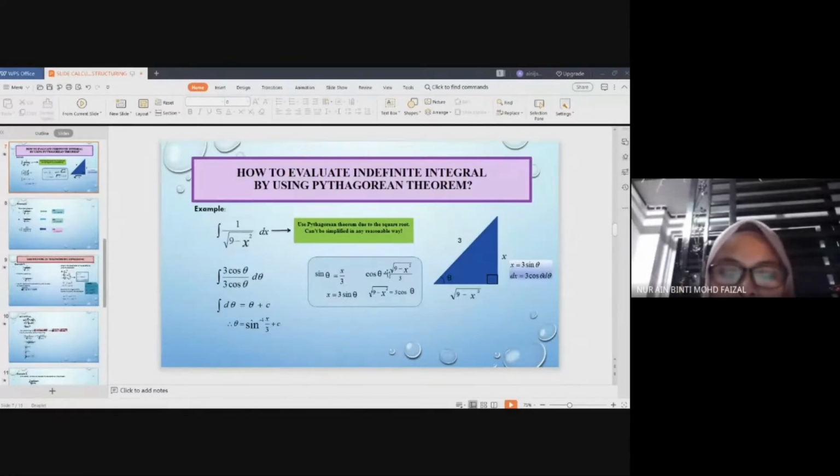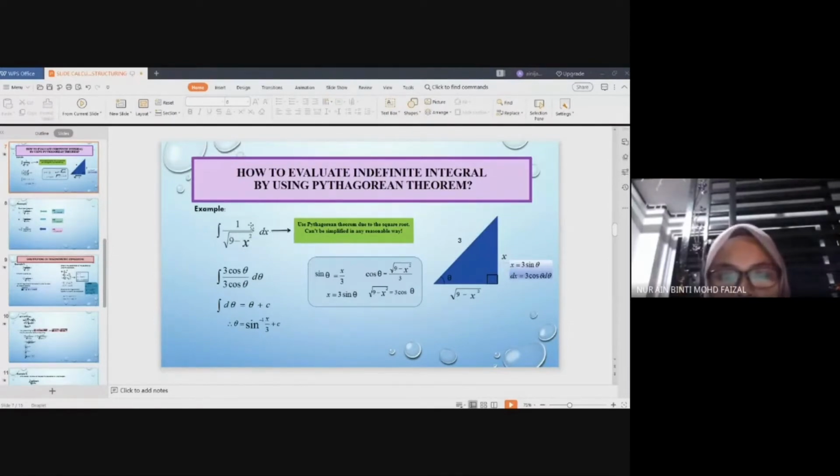And then how to find the value of cos theta? If theta is right over here, cos theta is adjacent over hypotenuse. So the adjacent is the square root of 9 minus x squared, over 3. Just move the 3 to this side, and you get the square root of 9 minus x squared equals 3 cos theta. Then you just substitute these two values into the equation.